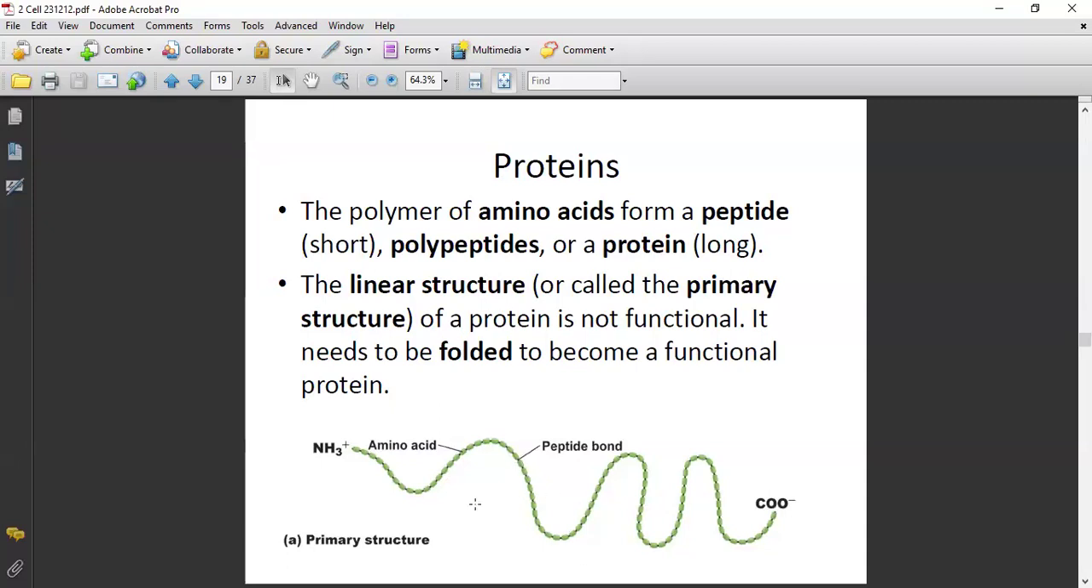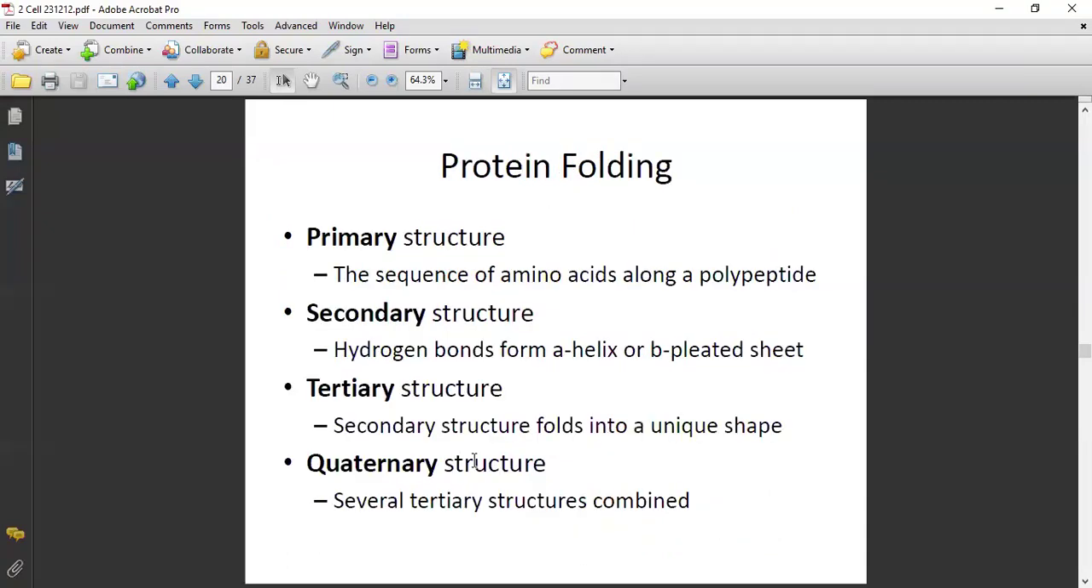This is not functional, so we will fold it into a 2-dimensional secondary structure, or a 3-dimensional structure. It starts as a linear structure, and then we fold it. And then you can have 2 or 3 peptides put together as a quaternary structure. So that is how we do protein folding.